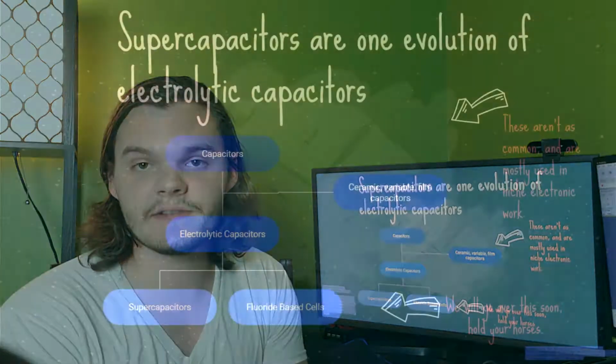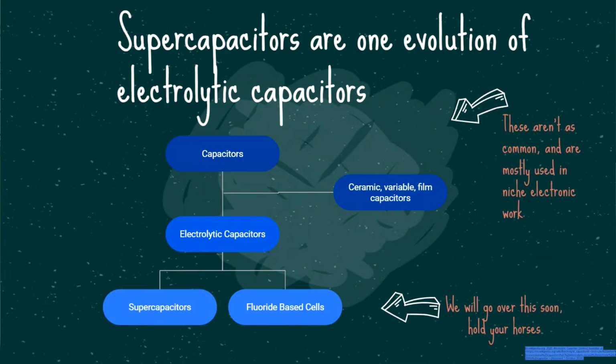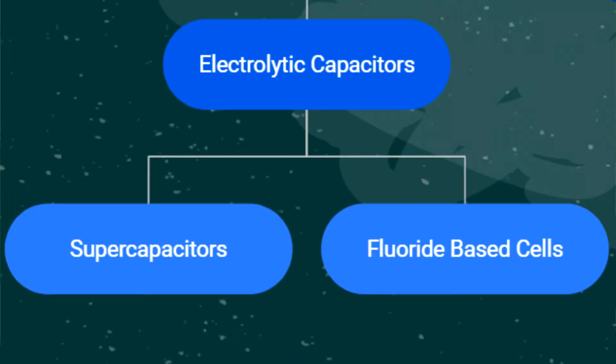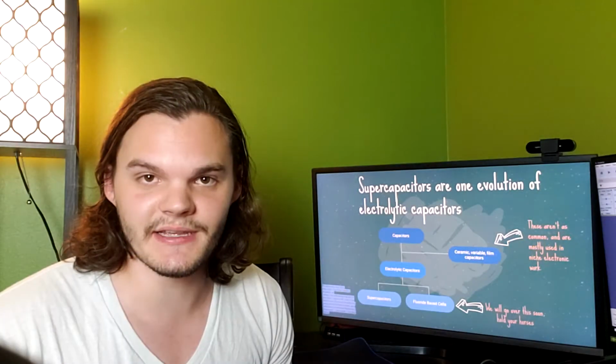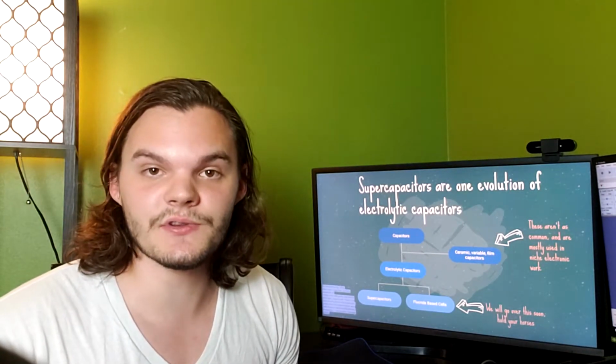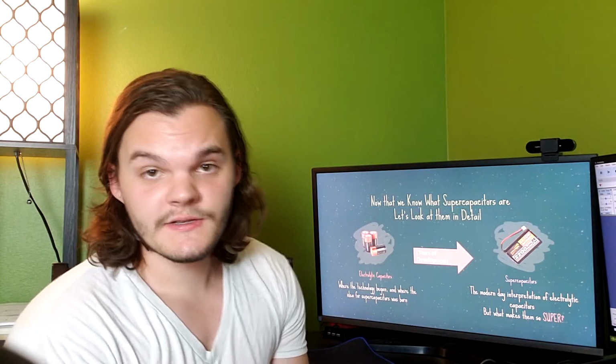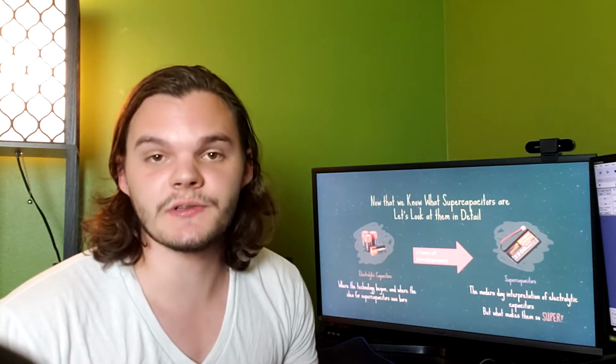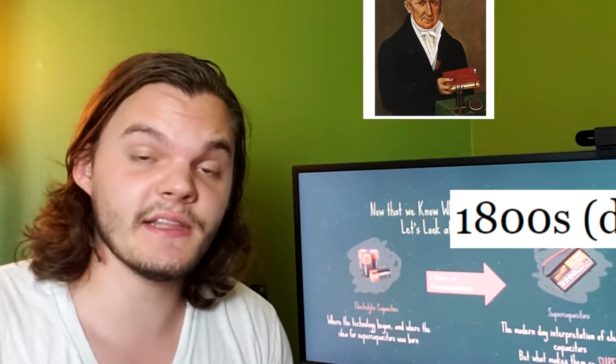today is supercapacitors. So if you look at the slide that I've provided for you here, you'll see that electrolytic capacitors are only one branch off of the main capacitor family tree. And over to the right, you'll see that we have ceramic, variable, and film capacitors. And if you look down past electrolytic capacitors, you'll see that we have supercapacitors. And then to the right of that, you'll see we have fluoride-based cells, which we'll get into way later and is my own personal take on what I think is going to happen in the future, the direction that capacitors are going to take. So like I just said, supercapacitors are basically just a modern implementation of an electrolytic cell, which has existed for a surprisingly long time, actually.